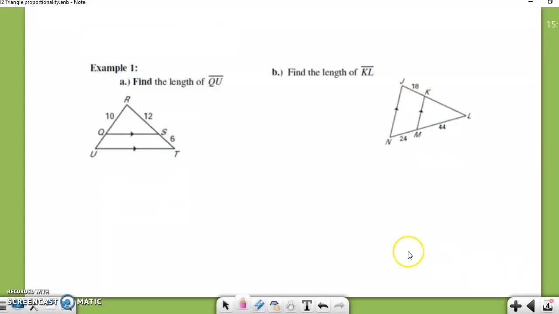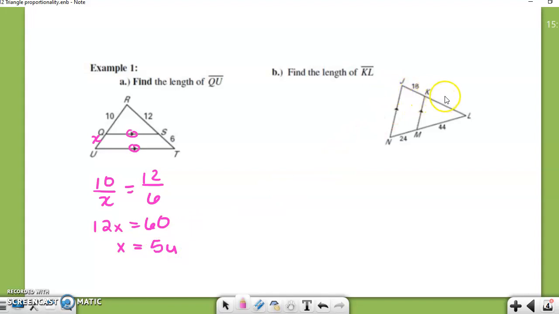Okay, here's some more examples where we're going to look at this. This is what I'm looking for. There's my X. So I can set up a proportion because I have these marked as parallel. And then I'm going to cross multiply and divide by 12.